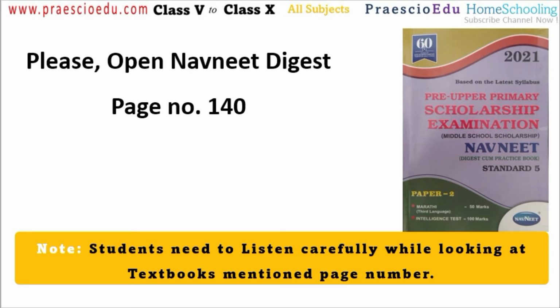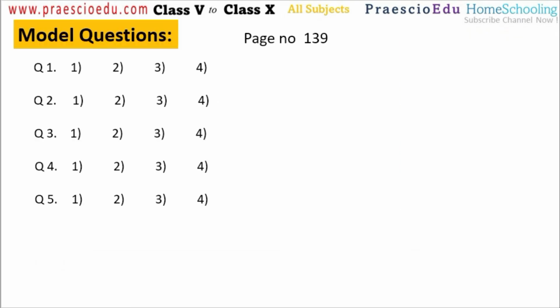Before going to solve the exercise, we are going to overview the model questions, which are available on page number 139. There are a total of 5 questions. Question number 1 is to find out the wrong term in a given series. The series is 73, then 67, then 62, 55, 49, 43.